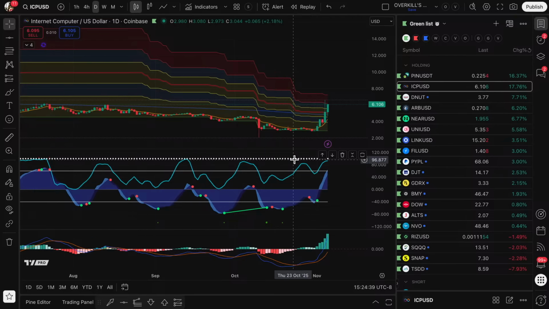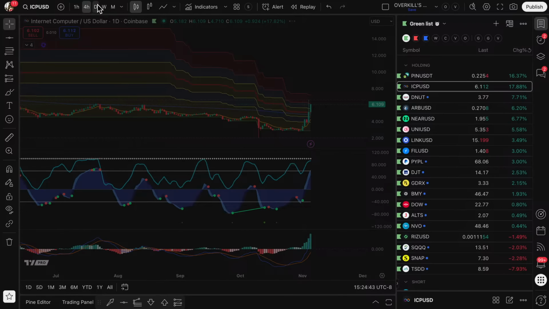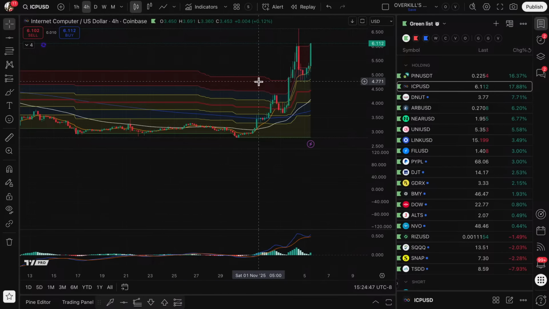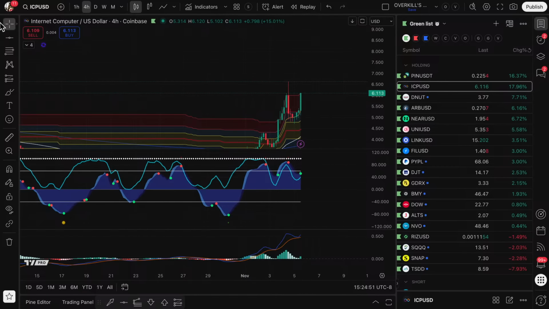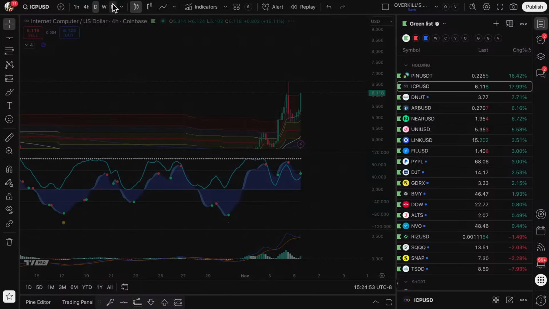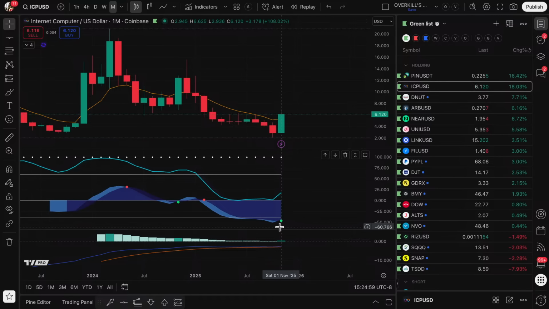Okay, we're getting pretty close. So ICP, I'm looking for a red dot here on the daily. That's when I'm going to sell my position. But look at that 4 hour, dude. Oh my Lord. Holy cow. Lots of momentum on this one, dude. Wow. Look at that. Come on now.